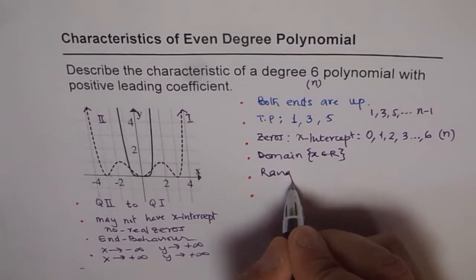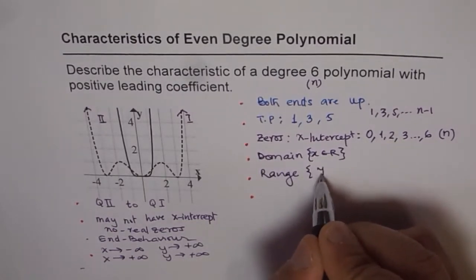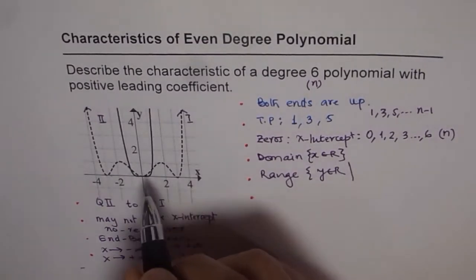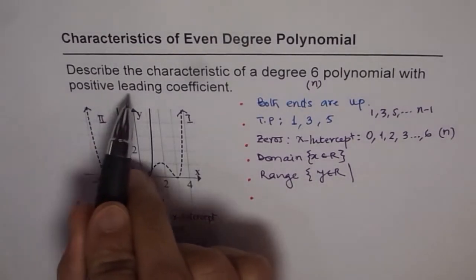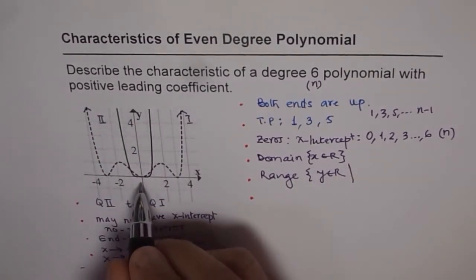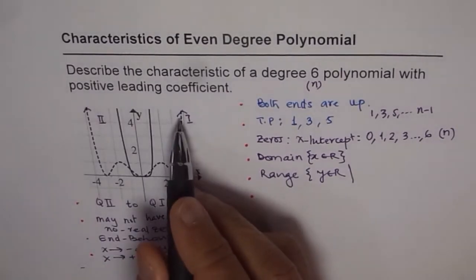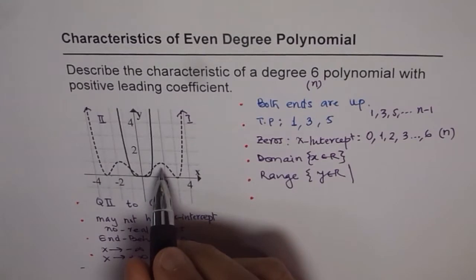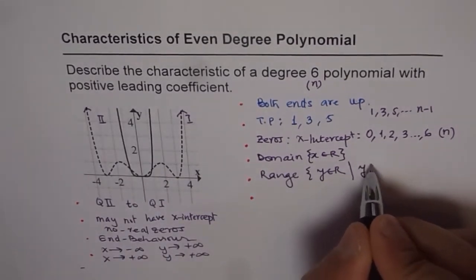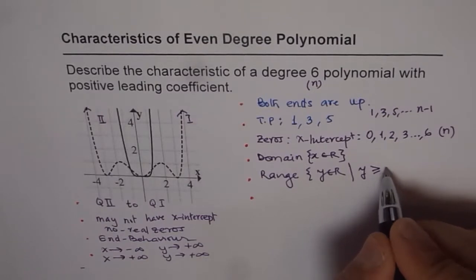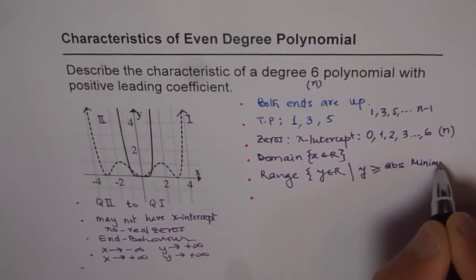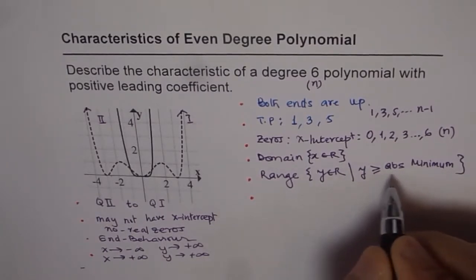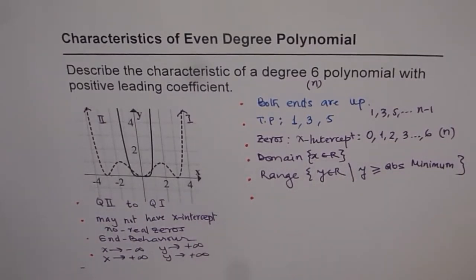As far as range is concerned, in general, we say that y belongs to real numbers, but even degree functions will have an absolute minimum or maximum. If it is a positive leading coefficient, then there will be an absolute minimum, right? Because it has to go upwards. It will have local maximum and minimum, but also an absolute minimum. So it could be y greater than or equal to a fixed value, right? So let me call this, let's say, a value which is the absolute minimum. So it is possible to find an absolute minimum for an even degree function, right?